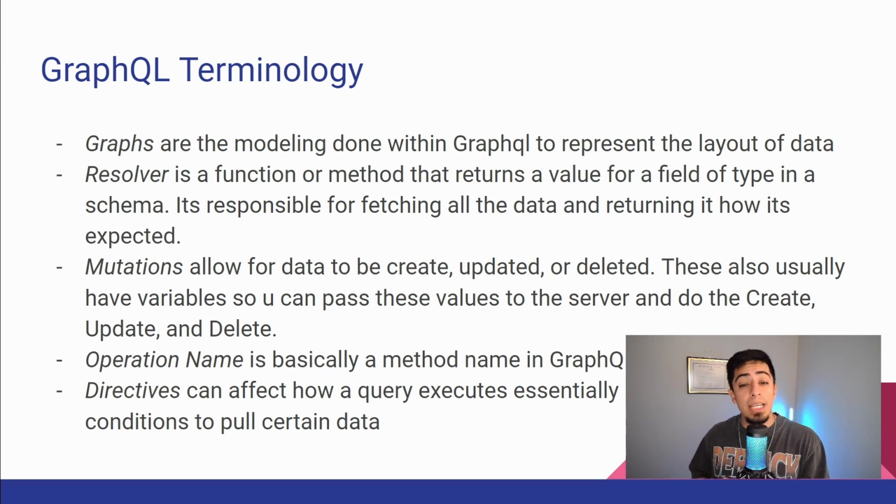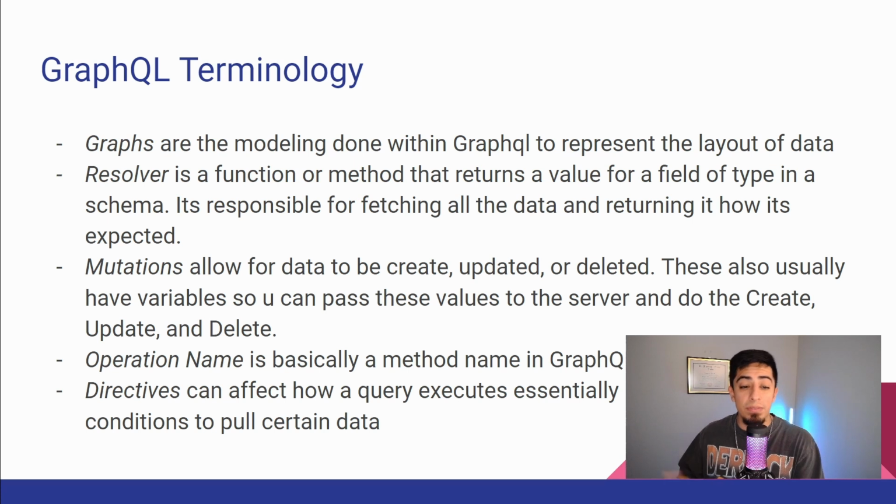Next up is mutations. These allow for data to be created, updated, or deleted. These also usually have variables that you pass into the server so that you can actually then do the create, update, or delete. So mutations, just think of it as you are mutating or changing the database by hitting these functions. By actually doing a post, a put, or a delete, you're mutating the data in the database or you're changing it. Next up is an operation name. It's basically just a method name in GraphQL.